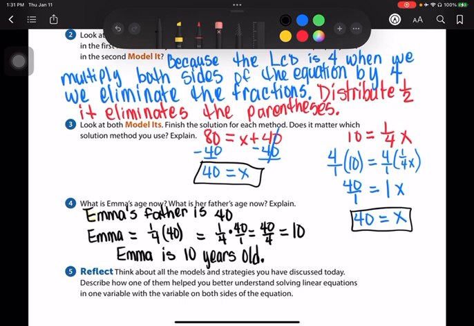Okay? So Emma's father is 40. I'm going to put years old behind that. Don't leave him hanging. And Emma is 10 years old.